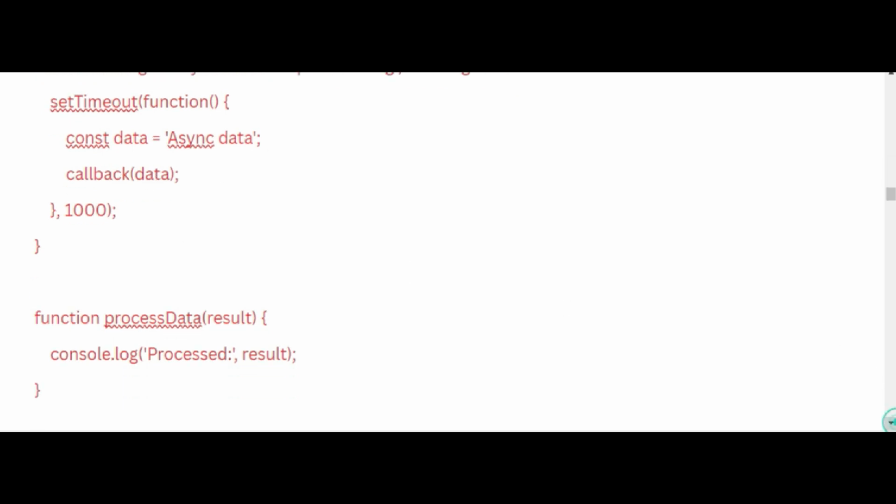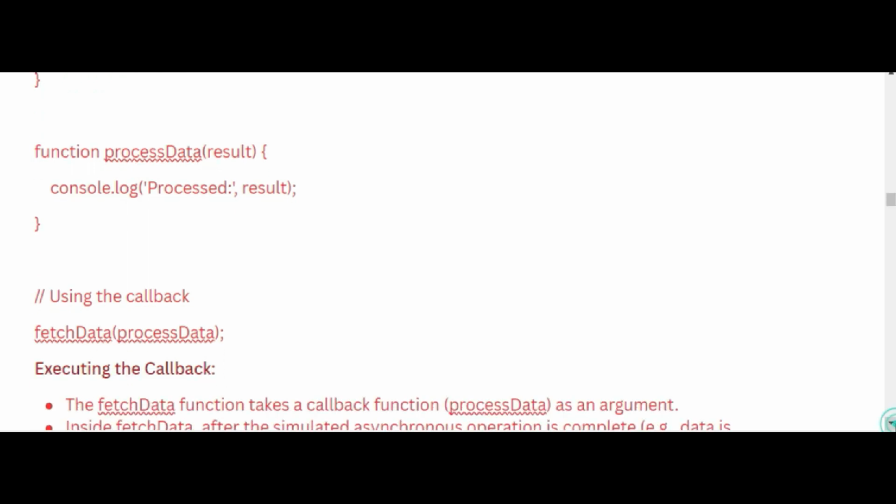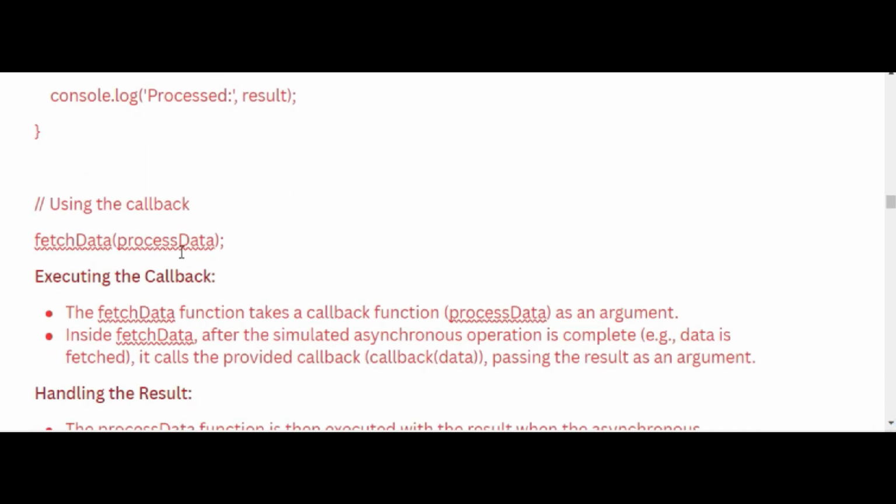Function processData(result) { console.log("Process result", result); }. Using the callback: fetchData(processData). Executing the callback: the fetchData function takes a callback function, processData, as an argument. Inside fetchData, after the simulated asynchronous operation is completed, for example data is fetched, it calls the provided callback, passing the result as an argument.